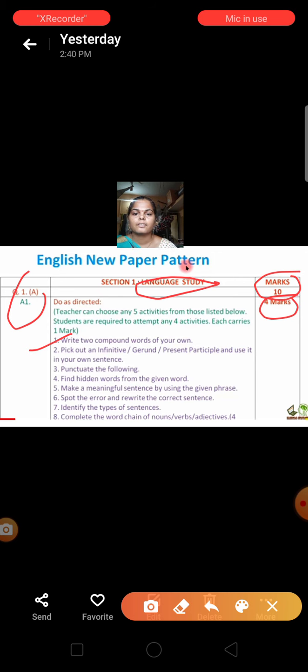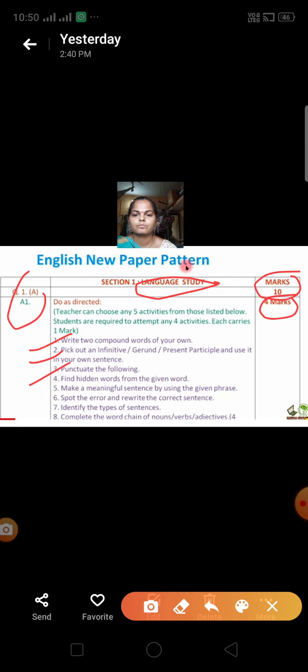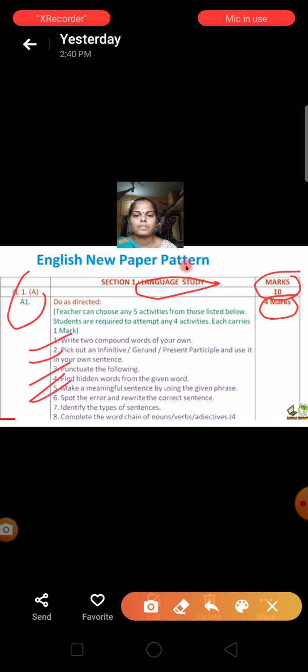First one is write 2 compound words of your own. Second one, pick out an infinitive or gerund or present participle and use it in your own sentence. Third one is punctuate the following. Fourth one is find hidden words from the given words. Fifth one is make a meaningful sentence by using the given phrase. Sixth one is spot the error and rewrite the correct sentence.